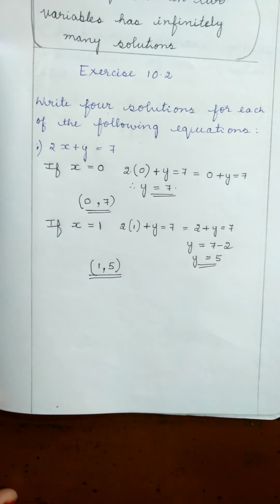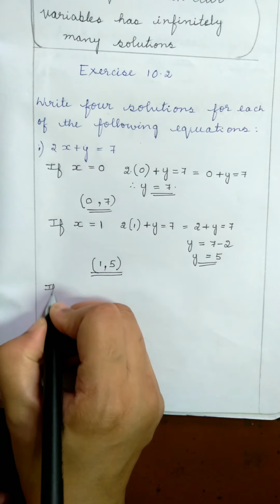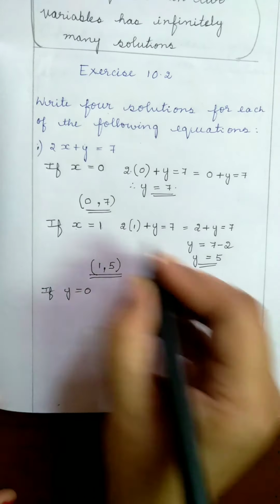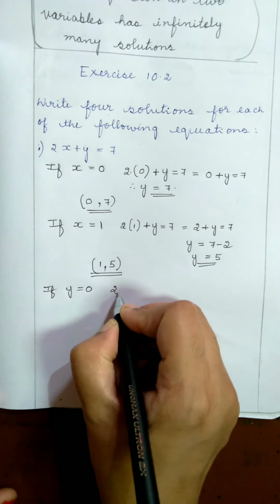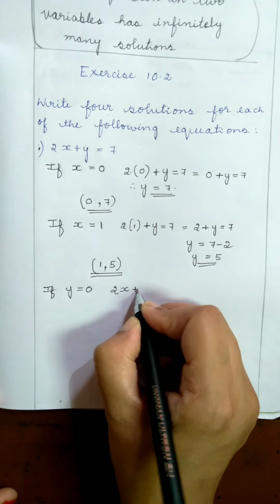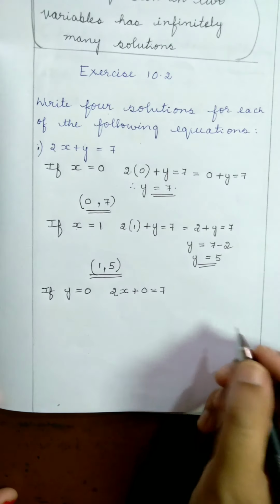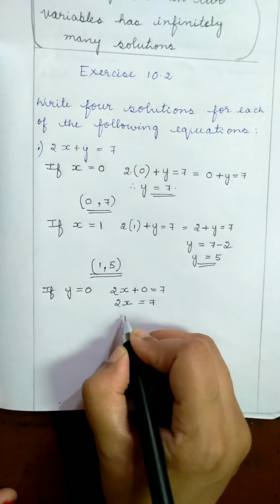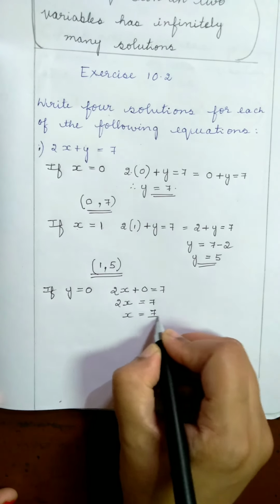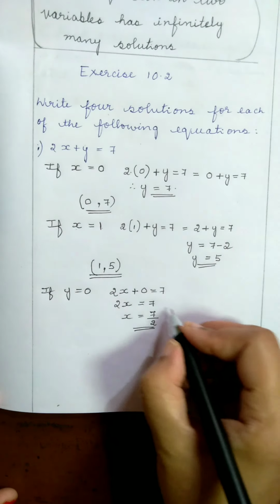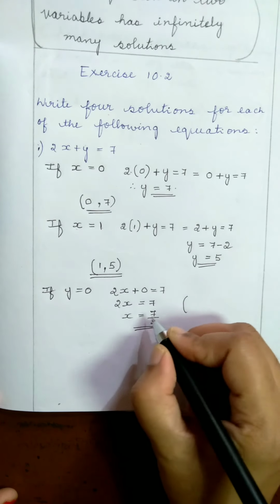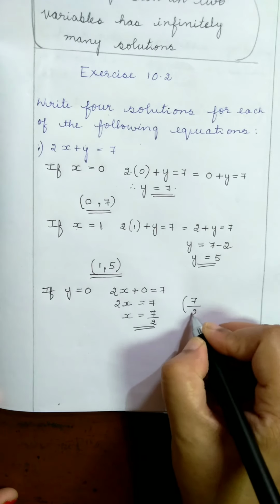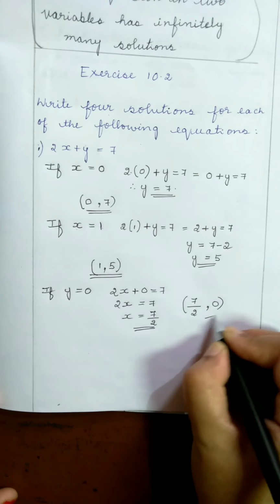Now we have applied the values 0 and 1 for x. Since it is a linear equation in two variables, we have to apply values for y also. So let us take y equal to 0. Substitute the values. So we have 2x plus 0 equal to 7. 2x equal to 7. Therefore, x will be equal to 7 by 2. Therefore, the solution is x equal to 7 by 2 and y equal to 0.